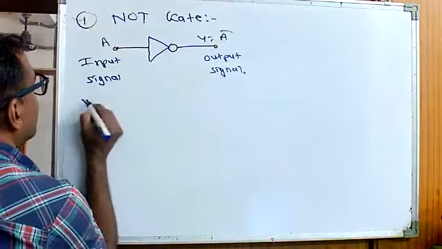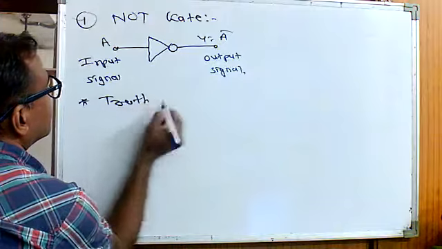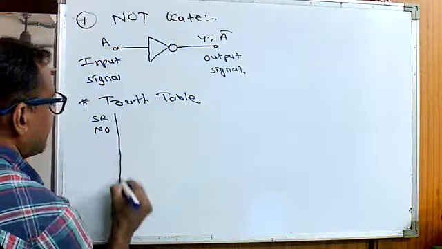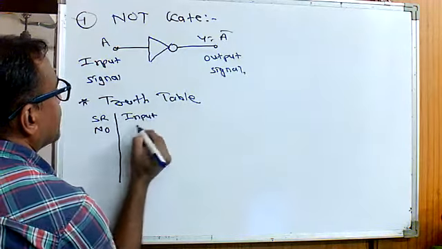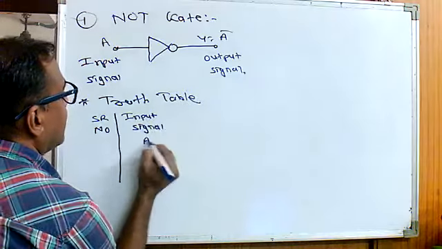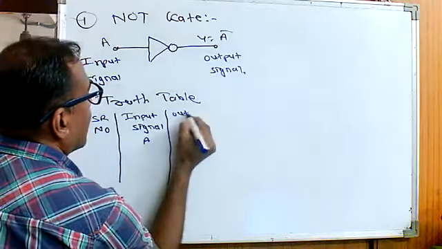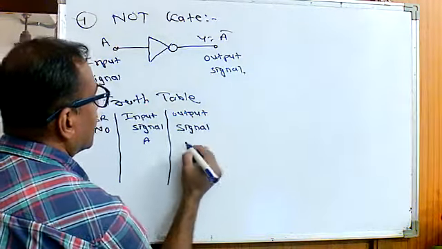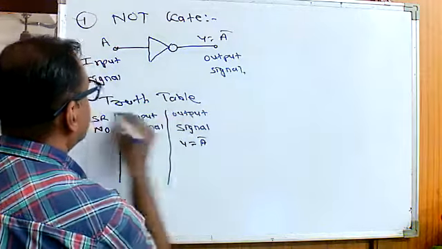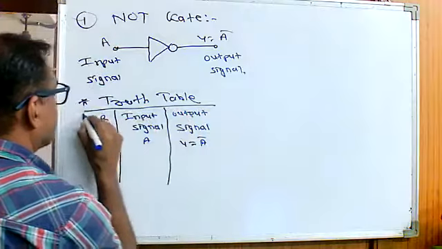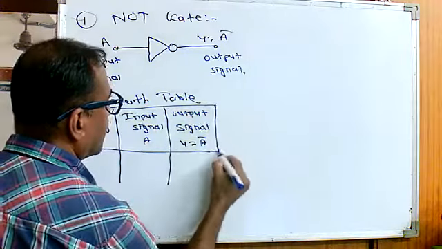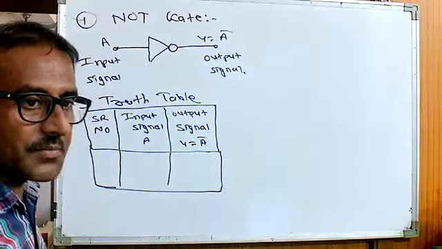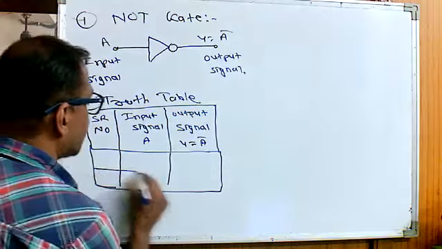So through a table like this one: serial number, input signal A, output signal Y is equal to A bar. The NOT gate has only one input signal, so two conditions are satisfied.